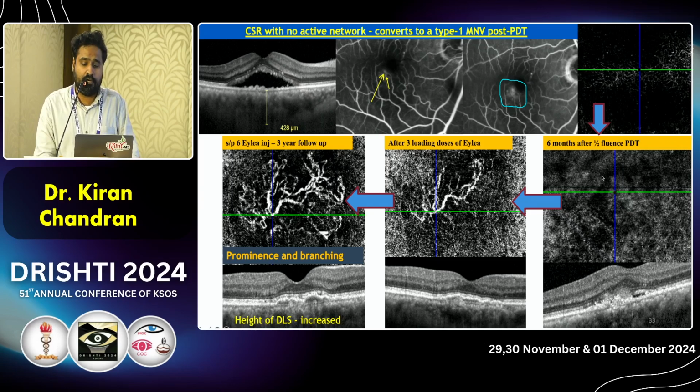6 months after half fluence PDT, you get what appears as an RPE elevation and shallow subretinal fluid. And after 3 loading doses of Eylea, which this patient received, the OCT sections are dry, but you get a network which is forming at sub-RPE level. And after a complete course of 6 Eylea injections over a 3-year follow-up, you can see how beautifully the network is increasing in overall size and extent, but there is no fluid again, but the PED height is increasing.